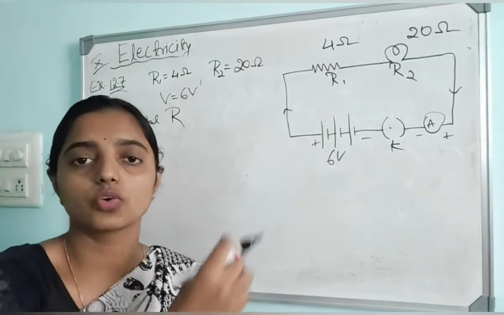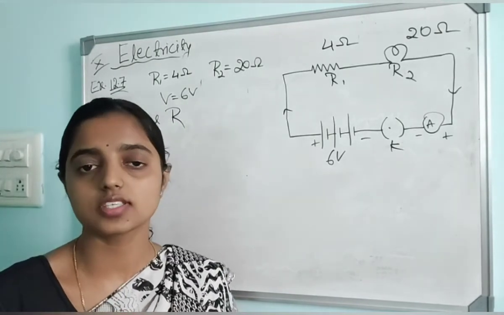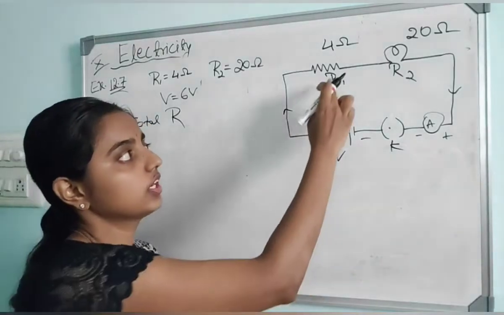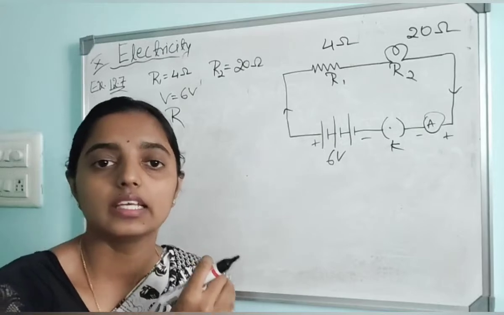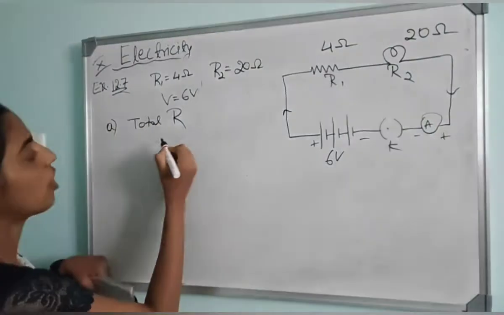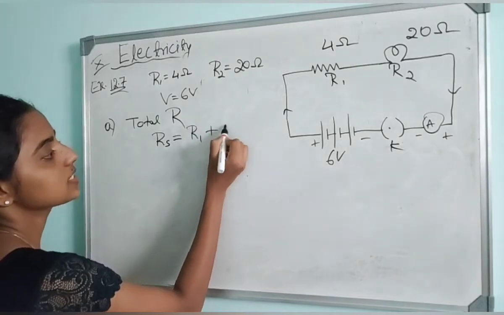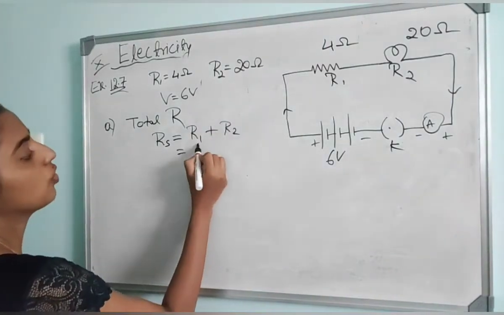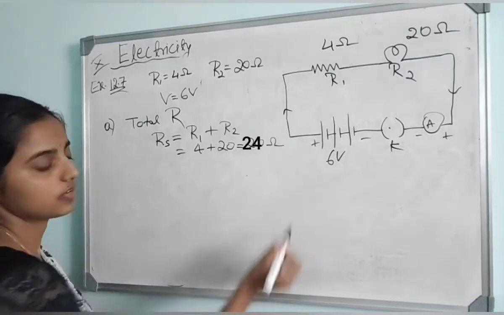So how many resistors do we have here? 2 resistors, no? So how to calculate total resistance? With the resistance formula for series. Here R1 and R2 are connected end to end. That means it is connected in series, right? Now what is the formula? Rs is equal to R1 plus R2. So 4 plus 20 gives 24 ohm. This is our first answer.